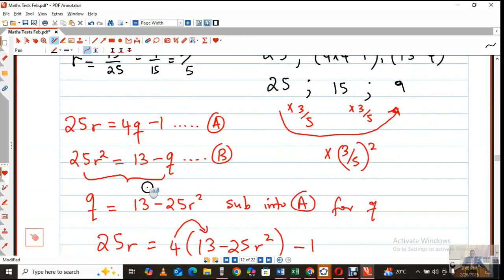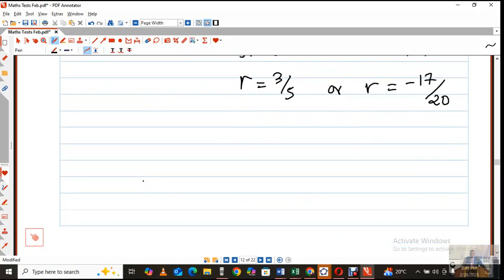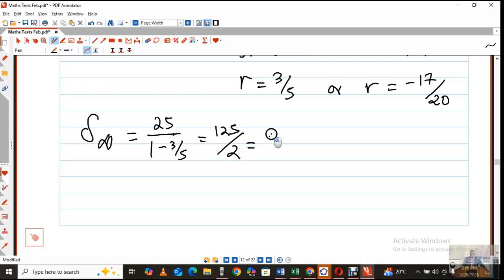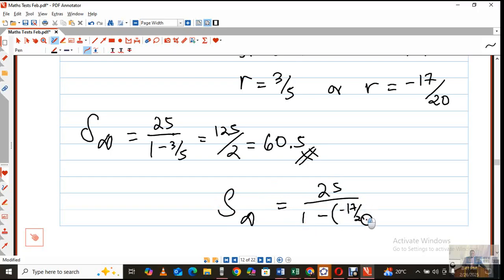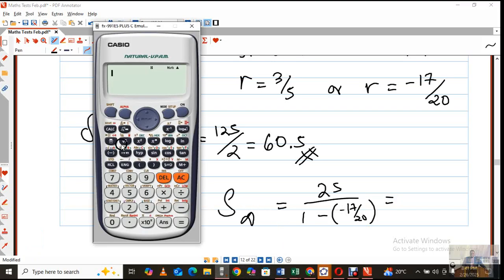Okay. What if a student, okay, now that I'm here, we have got the sum to infinity will be that 25, then you have 1 minus, of course, that answer, which will give us exactly 125 over 2, which I think is half of that is 62.5, which is the correct answer. So what if a student is stubborn and says, wait a minute, a is 25, but I want to use 1 minus negative 17 over 20. Okay, using the other r value. Just want to see for interesting purposes, although we know we should not use it.